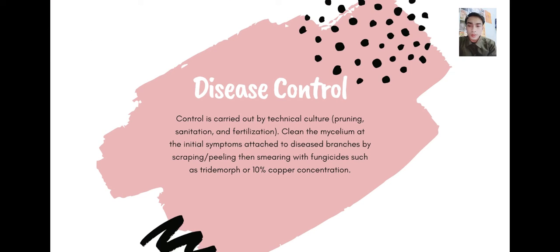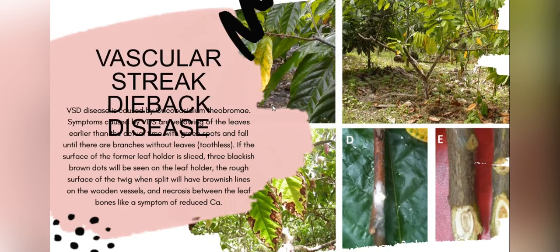Okay, next slide. Control. Control is carried out by culture techniques, pruning, sanitation, and fertilization. Cut the mycelium at the initial symptoms attacking the branch by scraping or peeling, then smearing with fungicides such as tridemorph or 10% copper concentration. So the next one is vascular streak dieback disease.